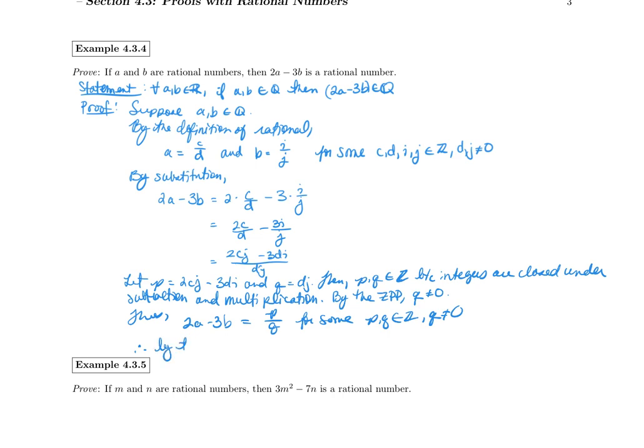So therefore, by the definition of rational, we know then that 2a minus 3b is rational, and it has been shown.